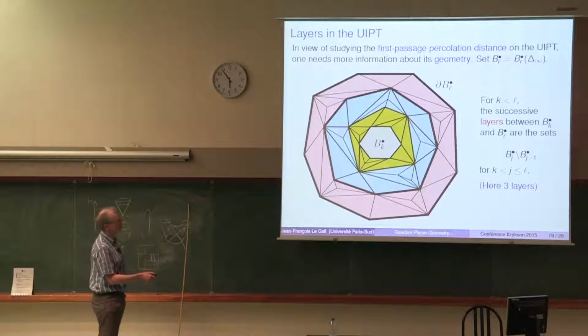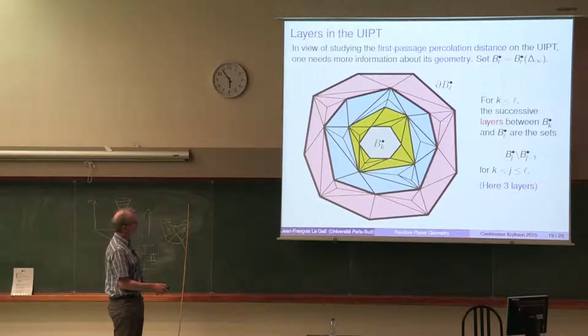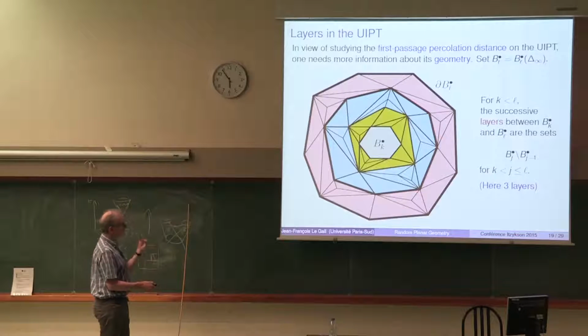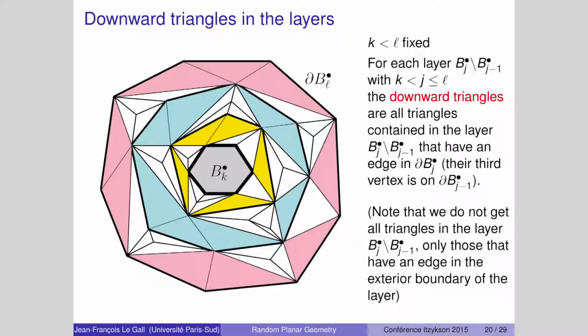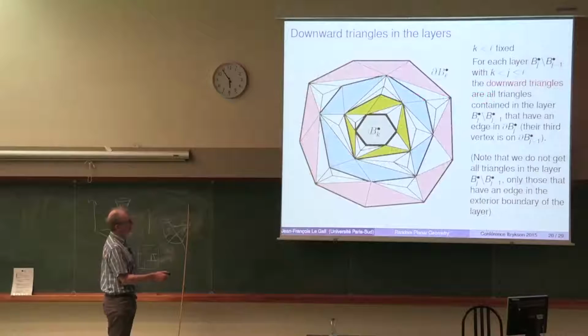It's a case where L is equal to k plus 3. Okay, so I want to understand better this configuration. So what we do, we are going to consider special triangles in each layer. So this is what I call the downward triangles. Okay, these are triangles that are contained in certain layers.